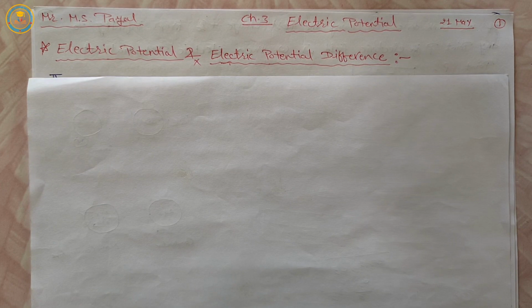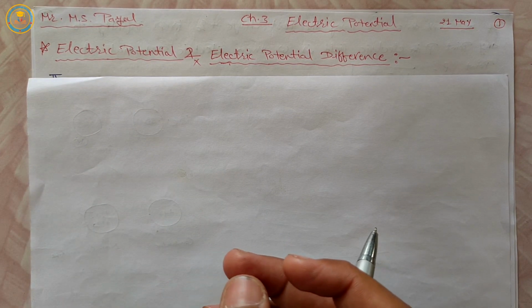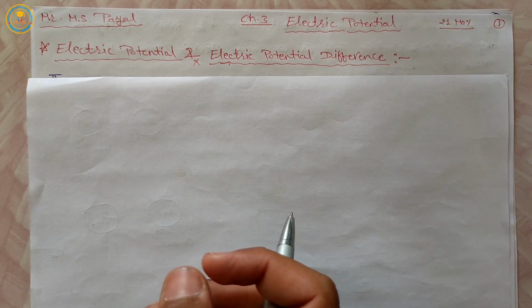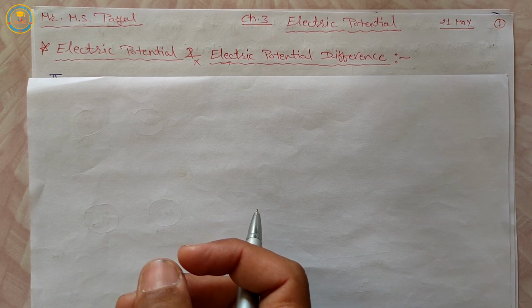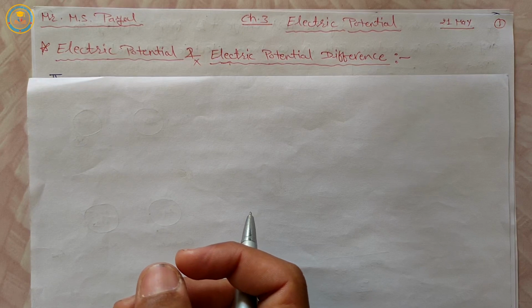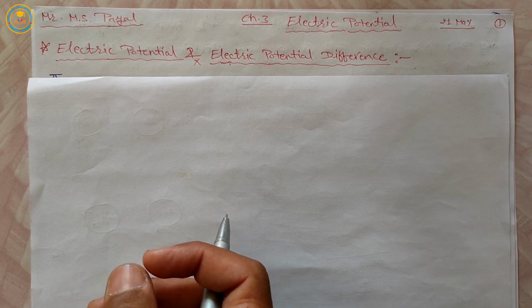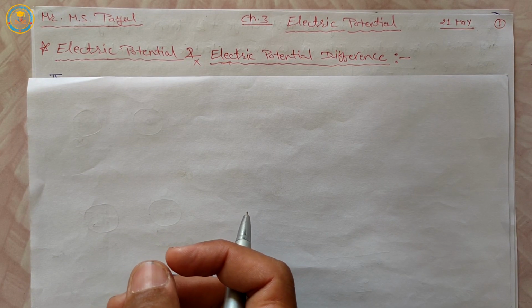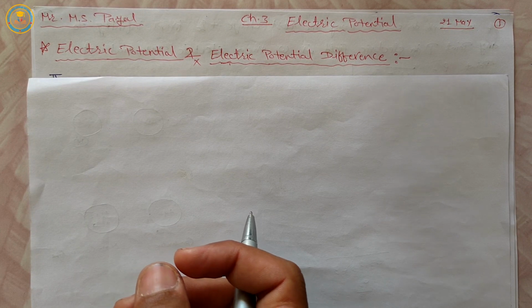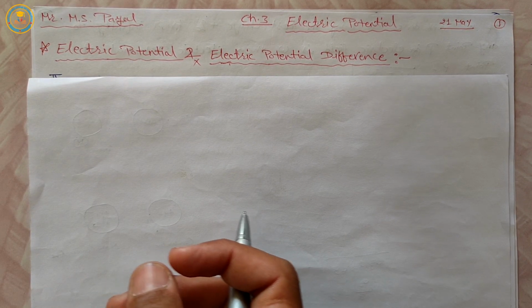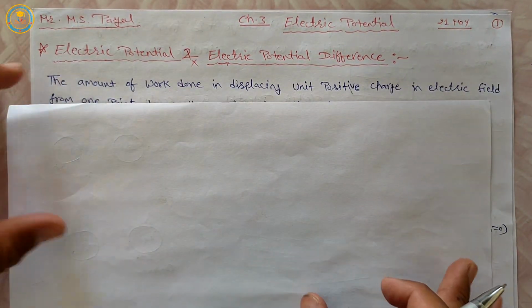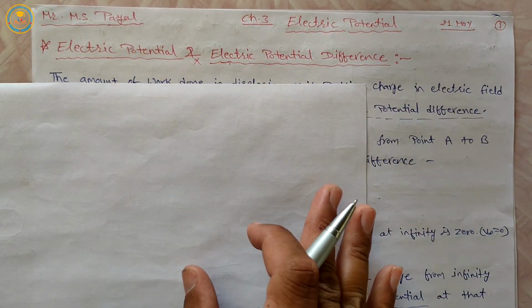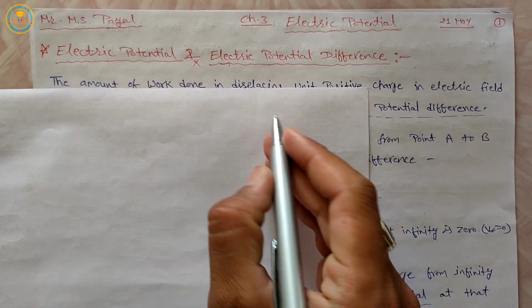Today we are going to start a new chapter, chapter number 3, which is electric potential and electric potential difference. Firstly, we study electric potential and electric potential difference. Okay, now we study electric potential difference.